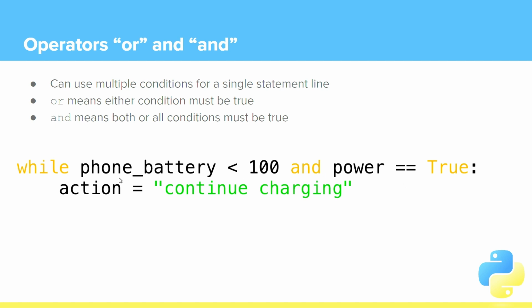Remember, with our and statements, both of these conditions need to be true for the entire expression to evaluate to true for the while loop to execute. We could also say while battery is less than 100 and not power equals false. That would have the same effect.